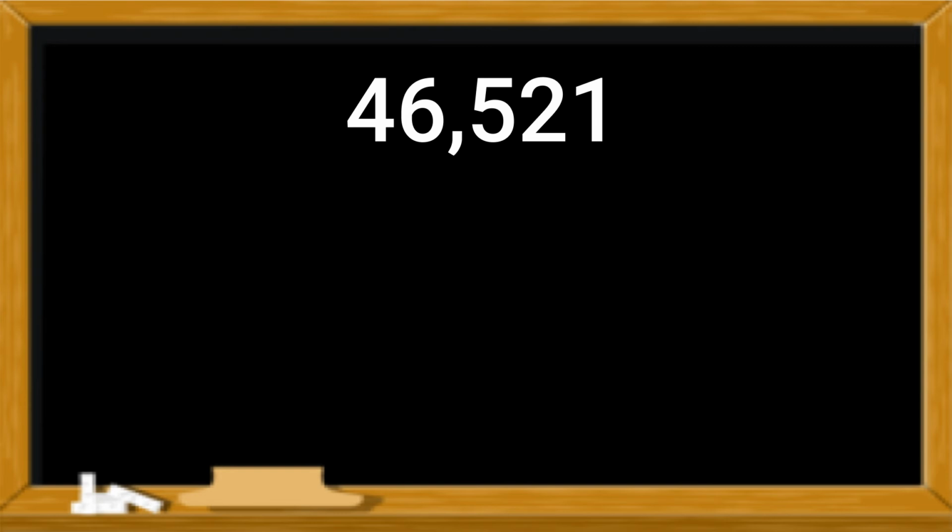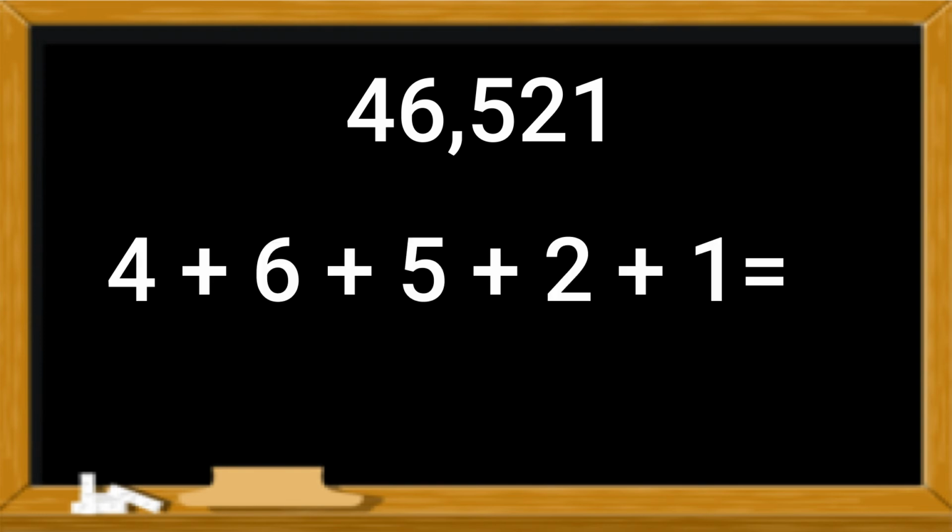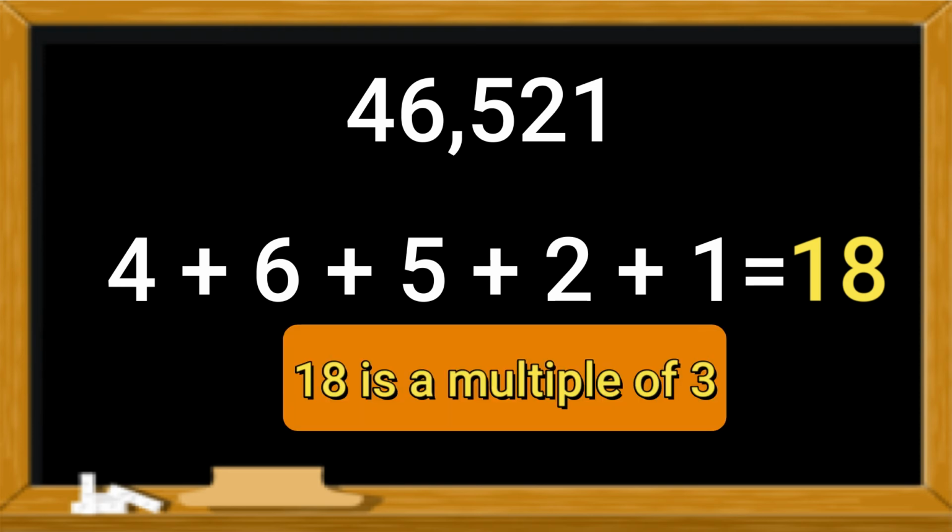Example, 46,521. To check if 46,521 is divisible by 3, let us add the digits. 4 plus 6 is equal to 10. Plus 5 is equal to 15. Plus 2, 17. Plus 1 is equal to 18. So, the total is 18. 18 is a multiple of 3.